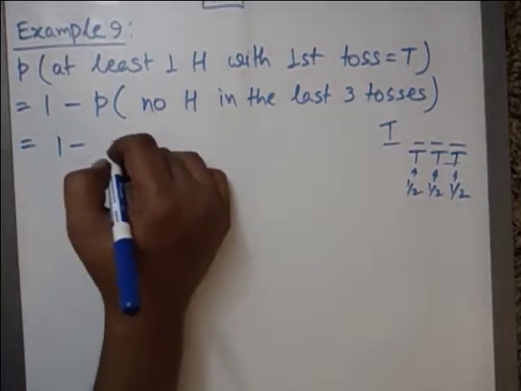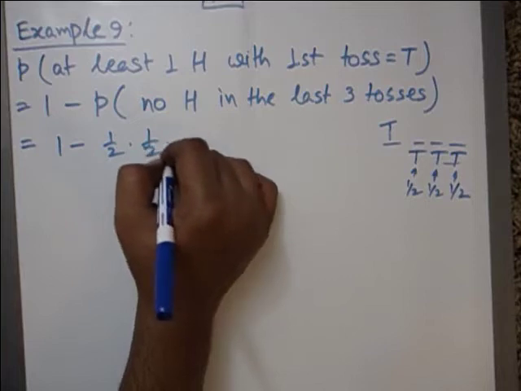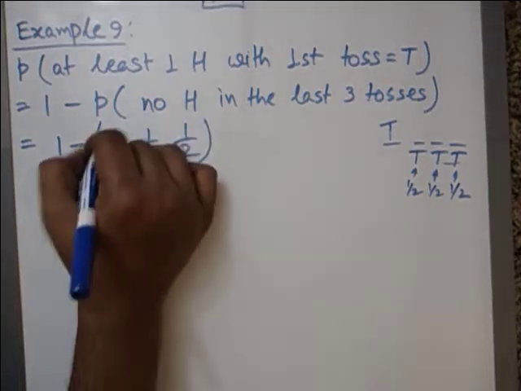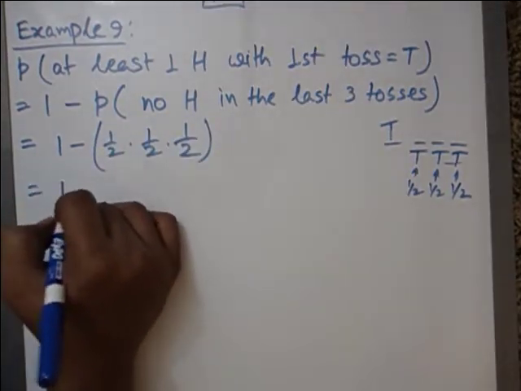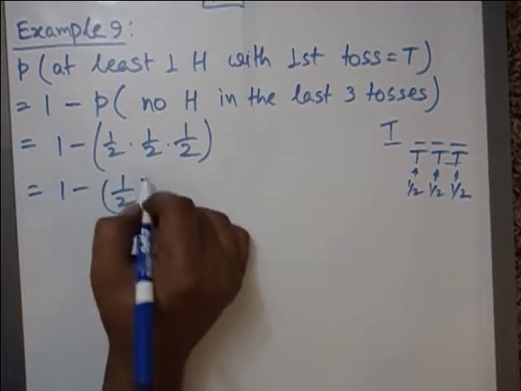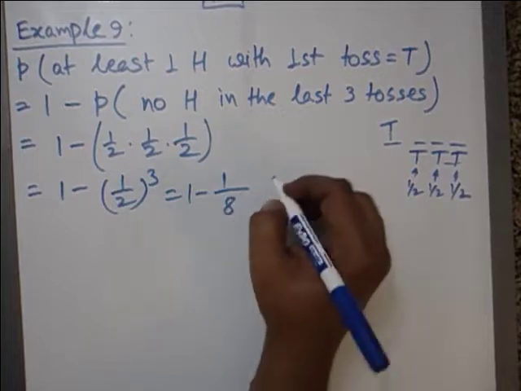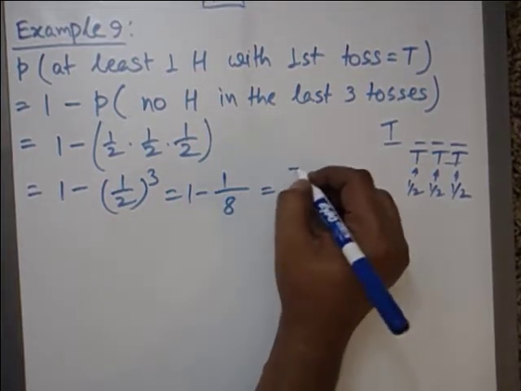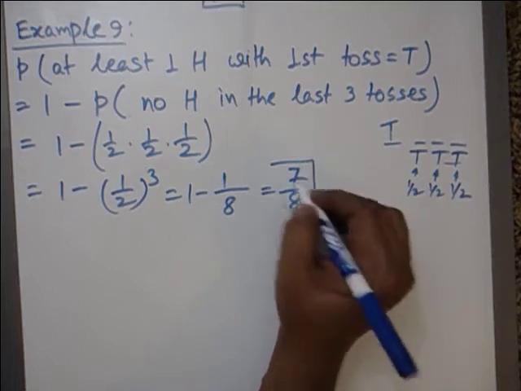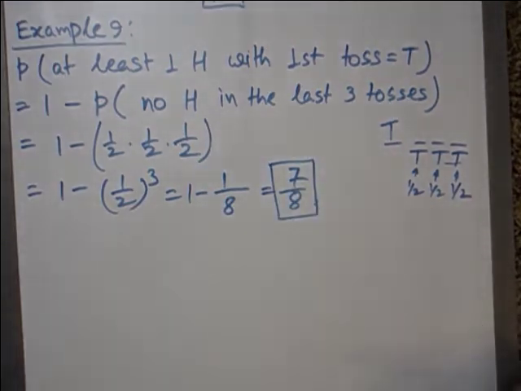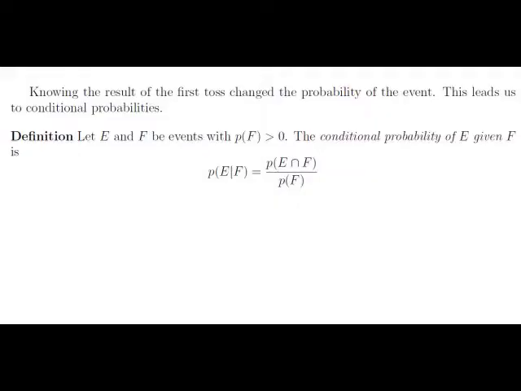So 1 minus 1/2 times 1/2 times 1/2, which is 1 minus 1/2 cubed, which is 1 minus 1 over 8, which is 7 over 8. That's the answer. So knowing the result of the first toss changed the probability of the event. That gives us conditional probability. Now let's do example 10.